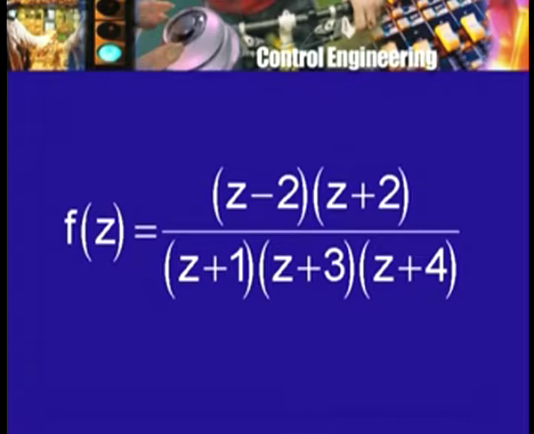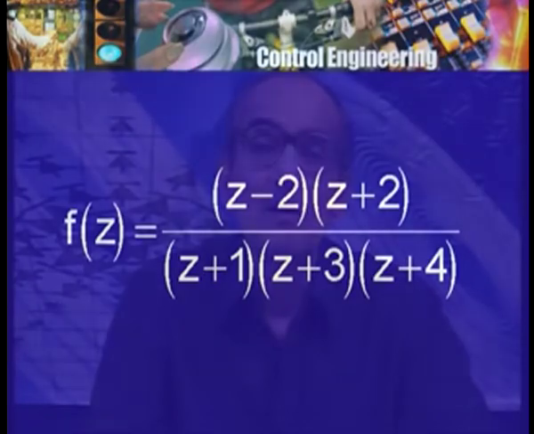What kind of a contour can I choose to apply the Cauchy principle of the argument? The contour must avoid all the poles and all the zeros. So it must avoid the points minus 2 and plus 2, which are the 2 zeros, and minus 1, minus 3 and minus 4, which are the 3 poles of this rational function f(z). You are free to choose any contour which avoids these points. That will be your contour gamma.